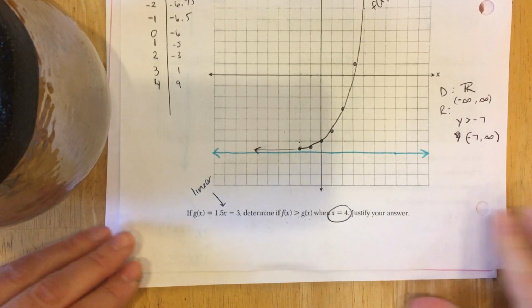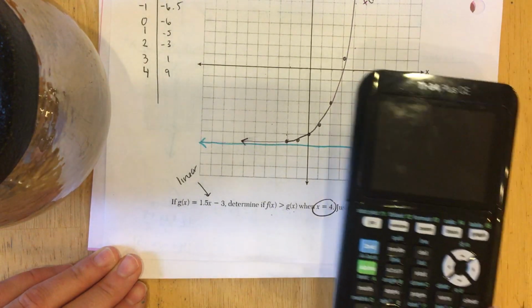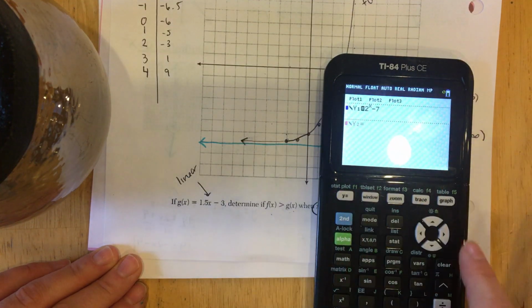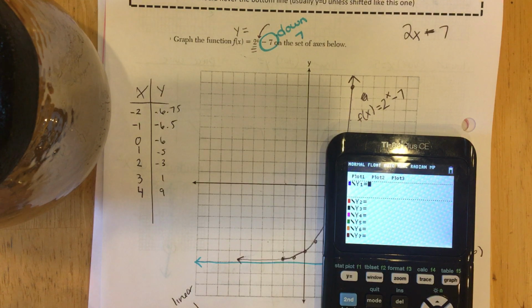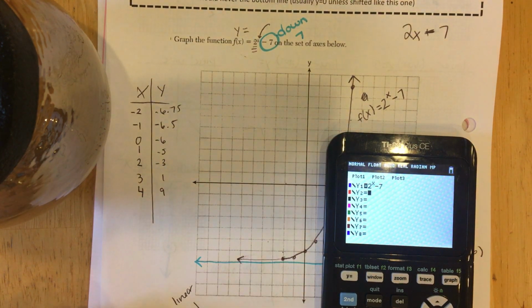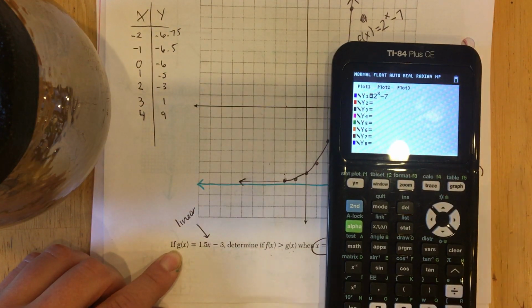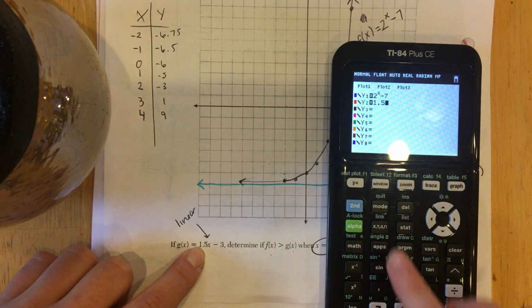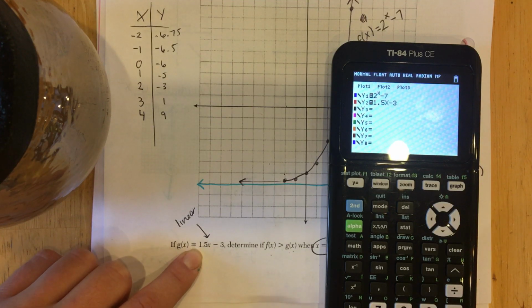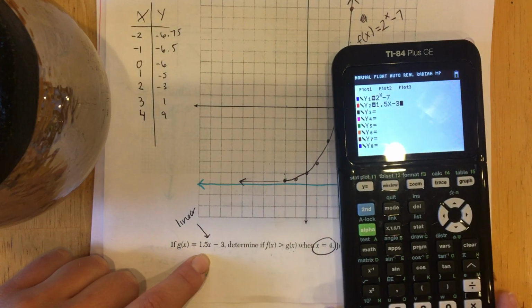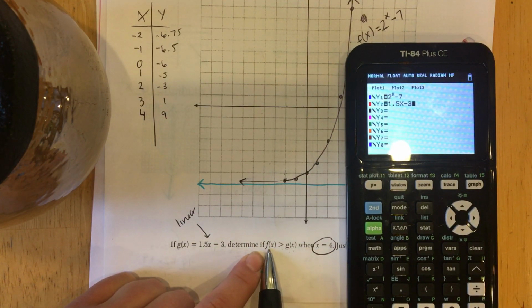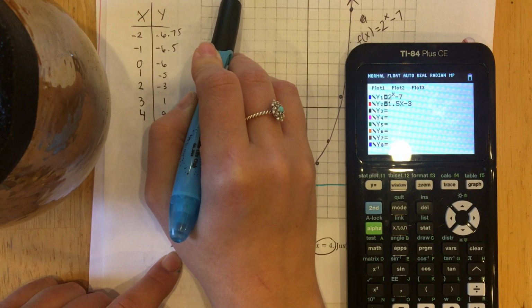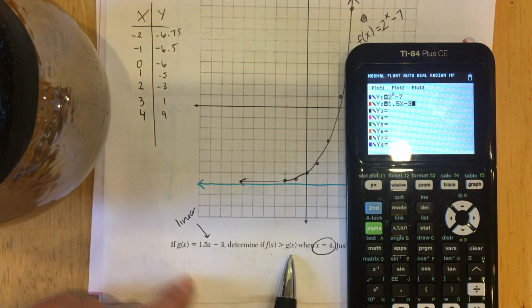I'm going to show you guys the quick way. So in your calculators, I want you plugging into y1. Oopsies, it was already there. Well, plug in your original there, so 2 to the x minus 7. And then plug in your g of x in y2. So it's just 1.5x minus 3. Okay, and then we're going to go to the table where x is equal to 4 and see which one's bigger. They're asking me, is f of x, which is my first equation, bigger than g of x? Is it greater than it?